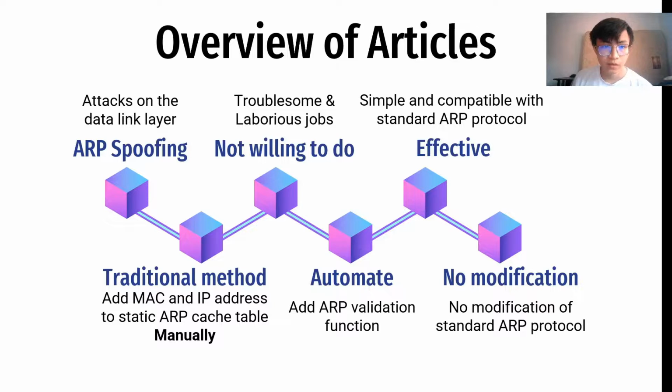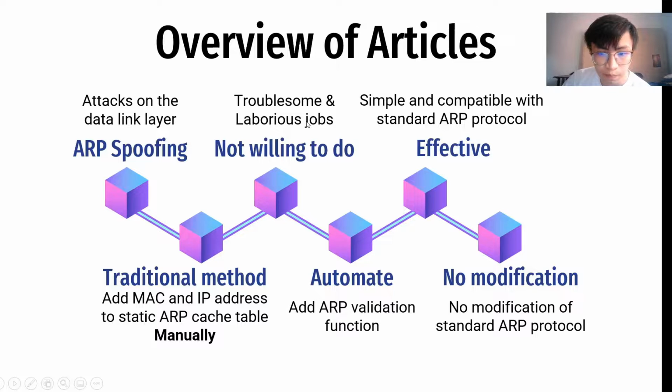Securing the user data that passes through the internet is a very important challenge until today. One of the threats is the attack on the data link layer, such as ARP spoofing. Those attacks exploit the vulnerability of the ARP protocol. One of the most traditional but effective solutions to mitigate this type of attack is adding MAC and IP addresses to the static ARP cache table manually. However, this solution is a very troublesome and laborious job, and not all network administrators are willing to do it.